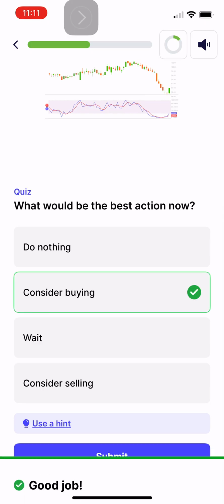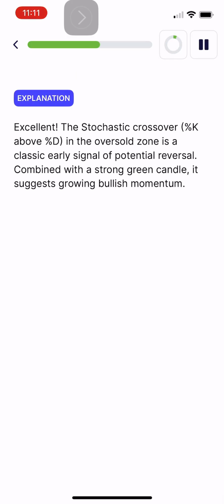Yes, you're right. Excellent. The stochastic crossover, %K above %D in the oversold zone, is a classic early signal of potential reversal. Combined with a strong green candle, it suggests growing bullish momentum.